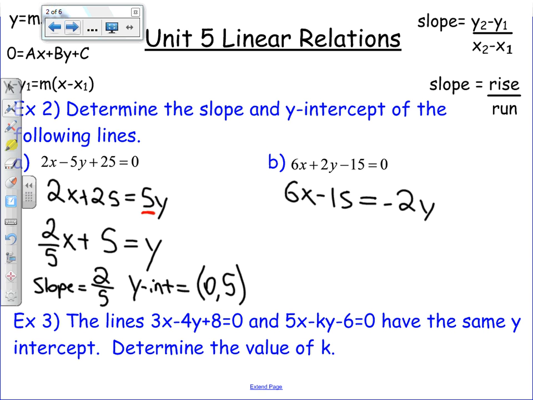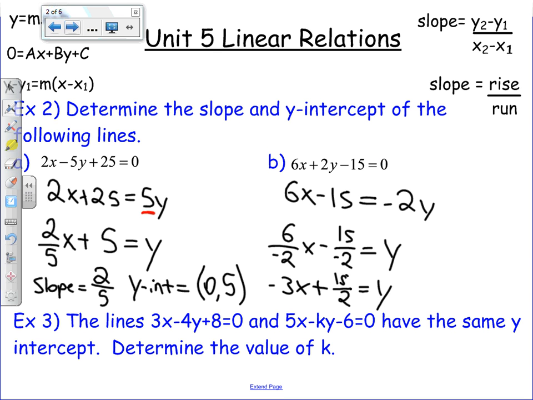So then you have 6 divided by negative 2 x, and it would become negative 15 divided by negative 2. It's equal to y. 6 divided by negative 2 is what? Yeah, negative 3x. Minus a negative makes it a positive. And 15 divided by 2, we leave as 15 divided by 2 because it's not a whole number that comes out. It would just be 7.5 if you put it in decimal.